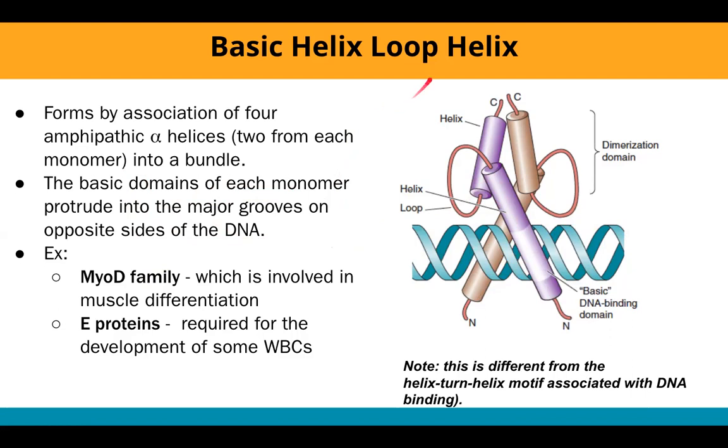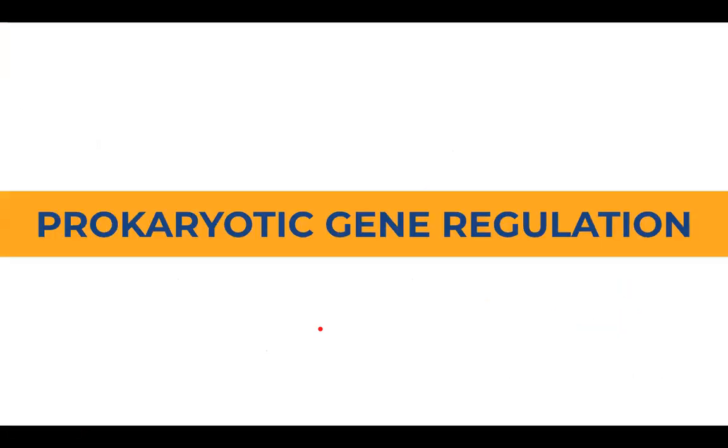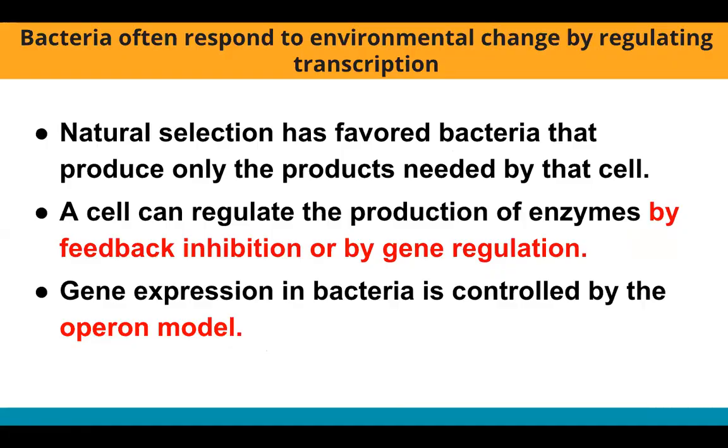Examples of the basic helix loop helix are the MyoD family, which is involved in muscle differentiation, and the E proteins. These E proteins are required for the development of some white blood cells. Now let's discuss prokaryotic gene regulation. Bacteria often respond to environmental change by regulating transcription. Again, bacteria often respond to changes in the environment, whether nutritional, temperature, or motion. They can regulate gene expression by regulating transcription.